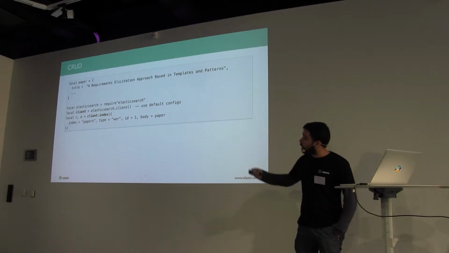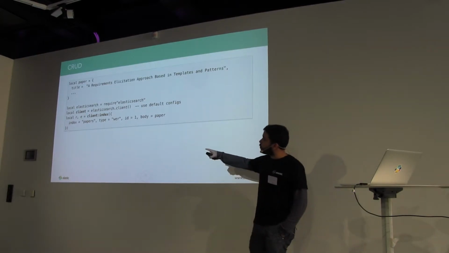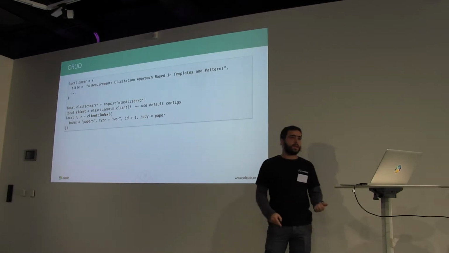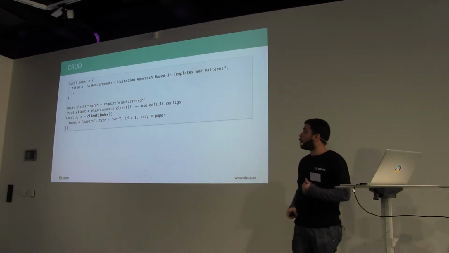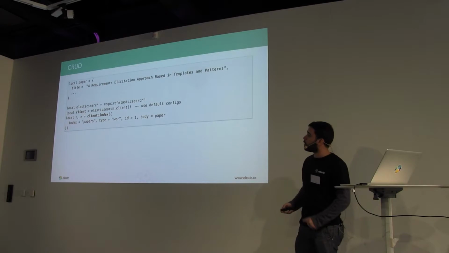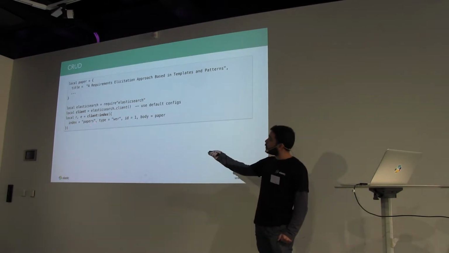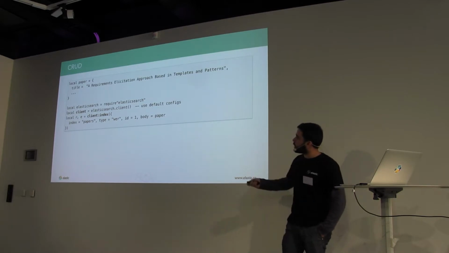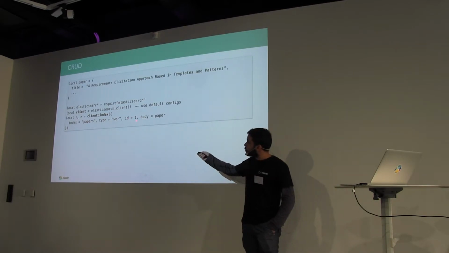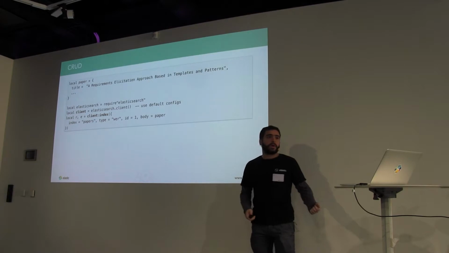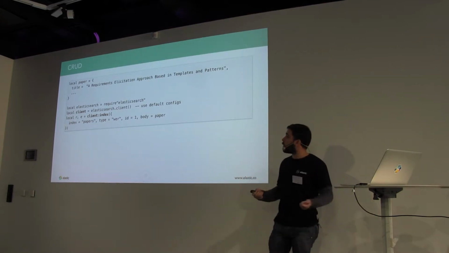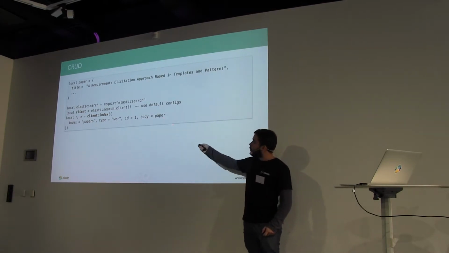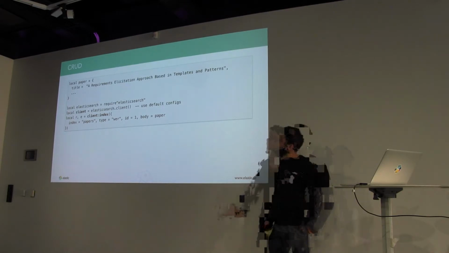After you get the client, you can do an index operation, which is writing into Elasticsearch. When you write to Elasticsearch, you need to tell it where you are writing. So I'm writing into index papers. The type is pretty much a tag. The ID of the document is 1, and I need to pass the body, which is what I'm going to write inside the document itself, which is the paper I have defined over there.